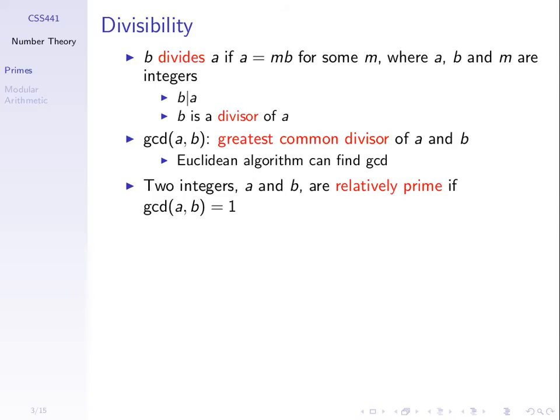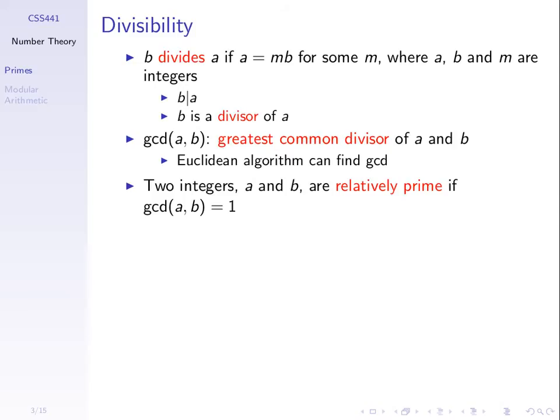And we talk about divisors. So we can say B is a divisor of A if we can take A and divide by B with no remainder. Sometimes we may write that in a short form of B vertical bar A. So we know about divisors.